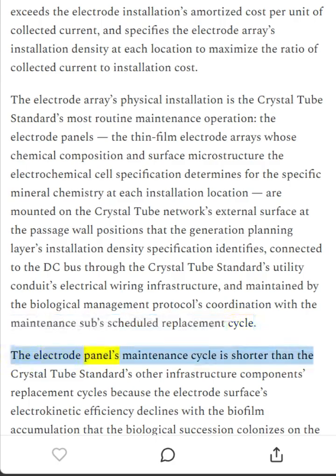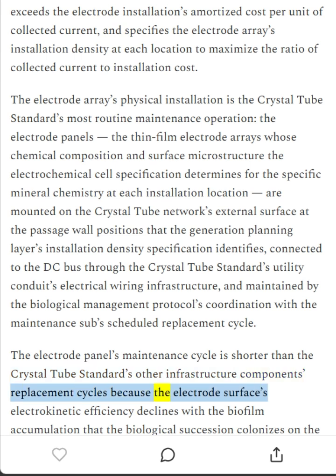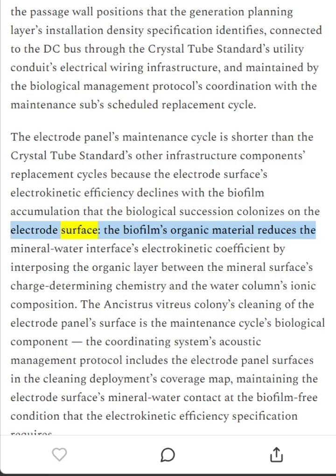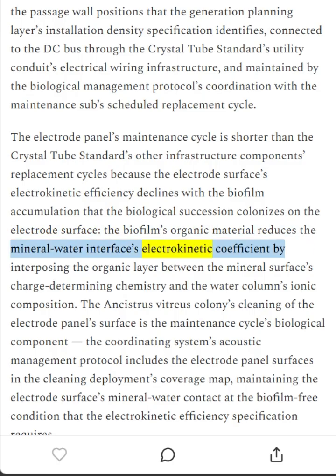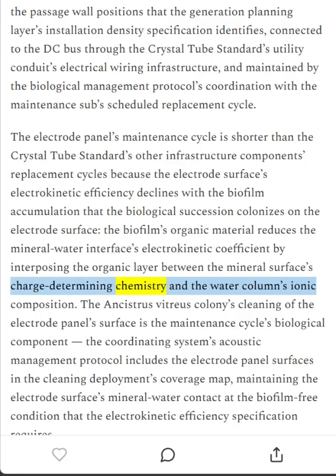The electrode panel's maintenance cycle is shorter than the Crystal Tube Standard's other infrastructure components' replacement cycles because the electrode surface's electrokinetic efficiency declines with the biofilm accumulation that the biological succession colonizes on the electrode surface. The biofilm's organic material reduces the mineral-water interface's electrokinetic coefficient by interposing the organic layer between the mineral surface's charge-determining chemistry and the water column's ionic composition.